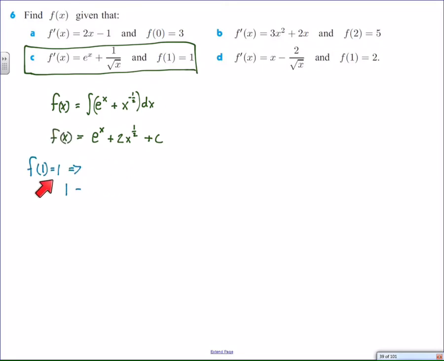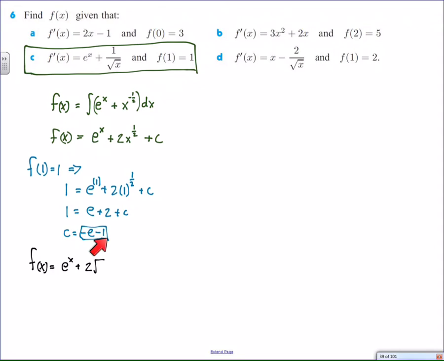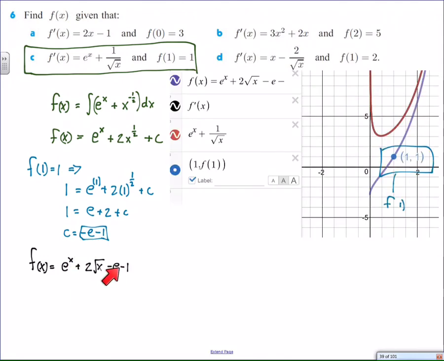My given information says f of 1 equals 1, so I make y equal to 1, I make x equal to 1, and I learn that e plus 2 plus c is equal to 1. So to find the value of c, I'm just going to subtract e and 2 from both sides. Not many of you probably go to a calculator here, but negative e minus 1 is the exact value for c, and so I'm going to put that in as my c value instead of a decimal. That way I'll get a truer form of my answer. I also put the 1/2 power back into radical form, and I check using the exact same technique.